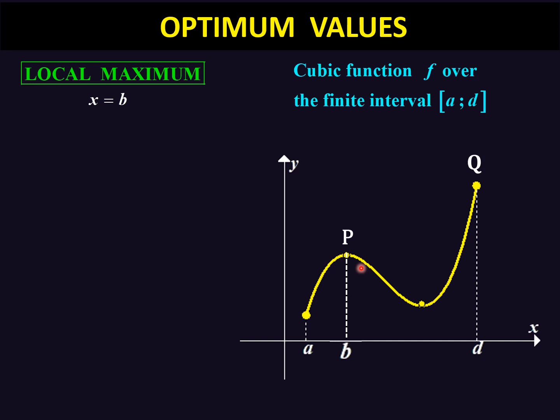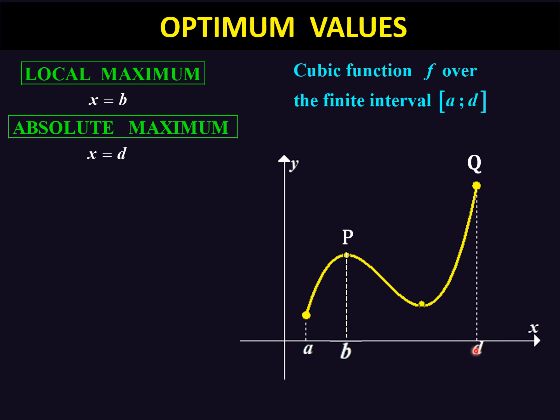But let's look at another point up here. There we have point Q. This Q here is also a local maximum, but the corresponding y value there is much greater. So what did we refer to this one as in sketching? That's right, the true maximum or absolute maximum. And this one is associated with the endpoint, the value x is equal to d.